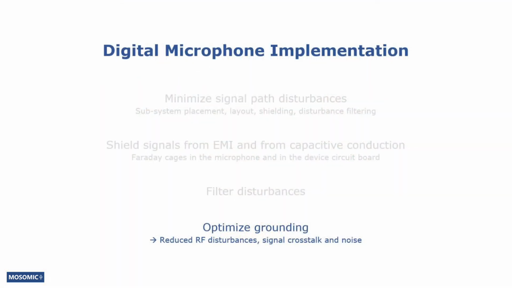Grounding is important also for digital microphones, just like it is with analog microphones. Proper grounding reduces signal quality problems such as RF disturbances, signal crosstalk from other traces, and increased noise. The purposes of ground are the same: to provide a return path for the currents flowing in the device, to act as the reference voltage for the signal, and to provide a place to direct unwanted high-frequency disturbances from the microphone-related signals. Just like with analog microphones, all free circuit board area should be filled with ground.